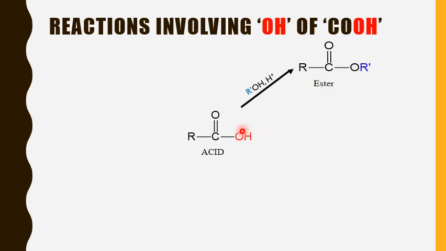Here you see the OH group has been replaced with an OR group when a carboxylic acid reacts with an alcohol in the presence of an acid catalyst. What is this reaction called? It is famously known as esterification. We have seen this in the last class, in detail with the mechanism also.